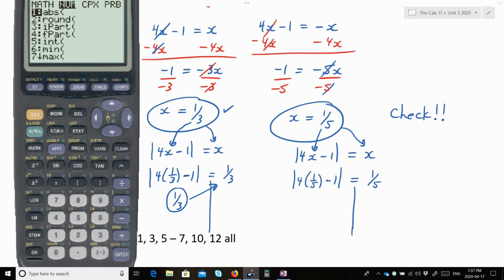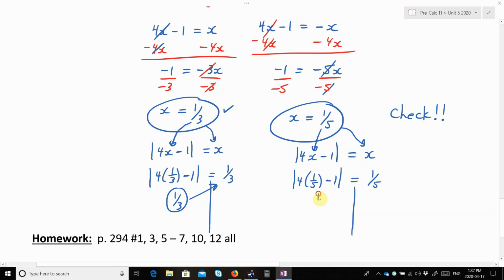Math. Go over to number. Absolute value. 4 times 1/5 minus 1. Close the absolute value bars. Does that equal 1/5? 0.2. Math. Fraction that. Hey, it's 1/5 as well. Okay, so 1/5 is a good answer as well. So we didn't have to reject any extraneous roots, but that's always a possibility, so that's why we have to check our answers.